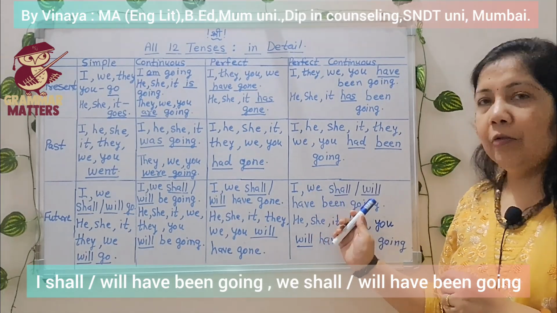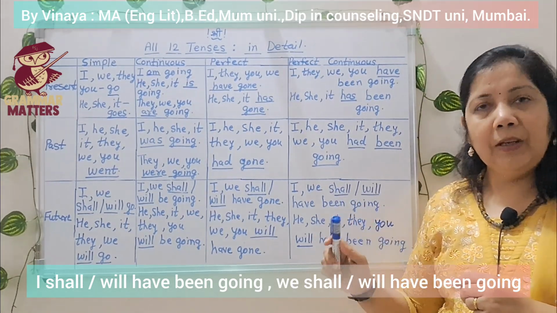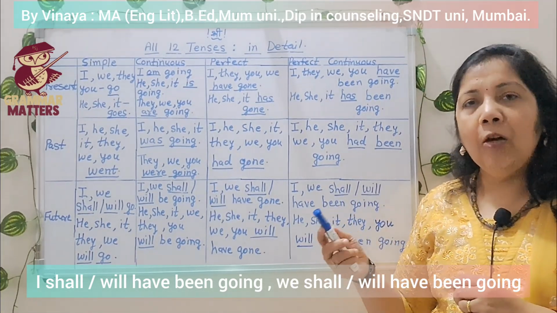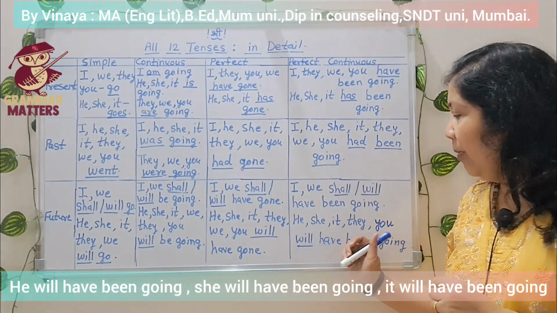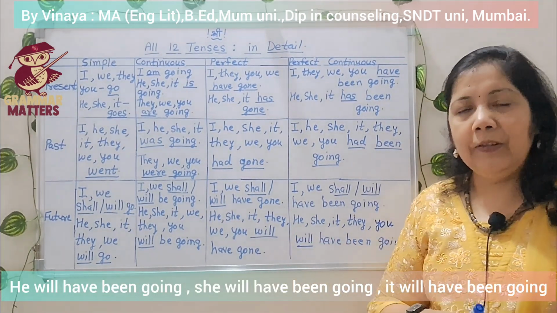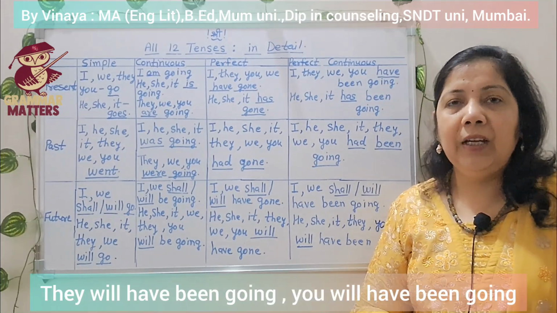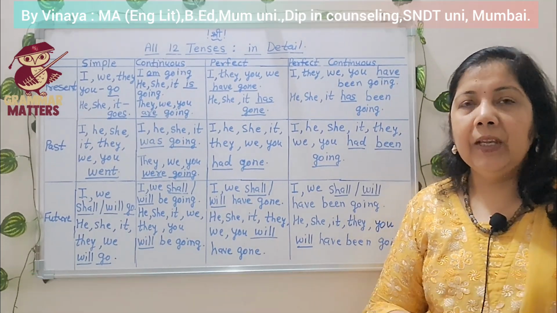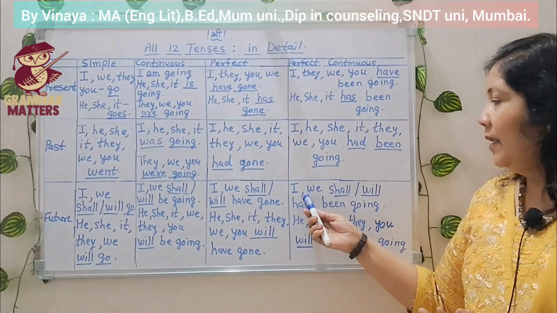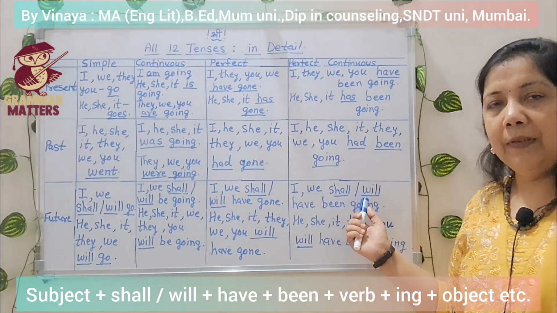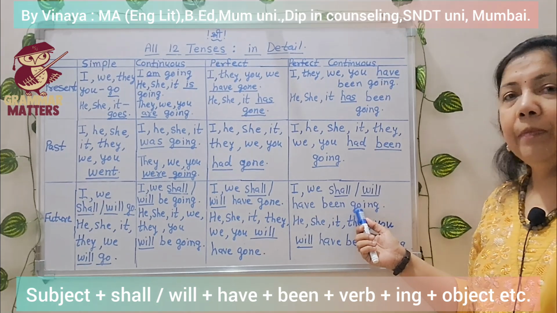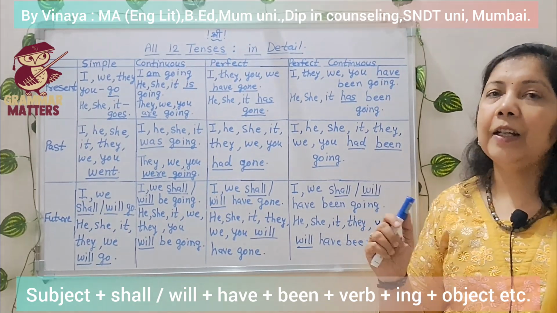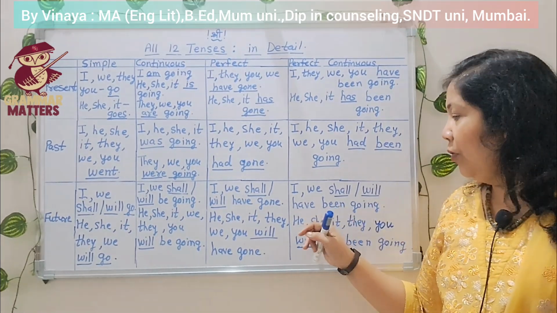I shall have been going or I will have been going. We shall have been going or we will have been going. He will have been going, she will have been going, it will have been going, they will have been going, and you will have been going. What is the structure? Subject plus shall or will plus have plus been plus main verb plus ing plus object, etc.